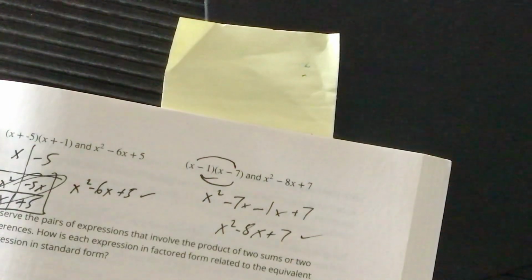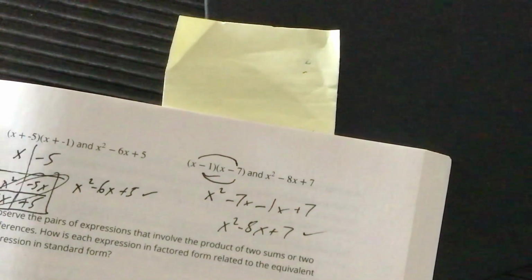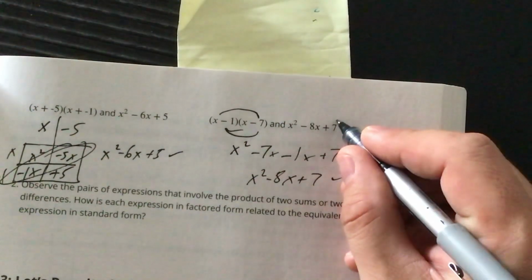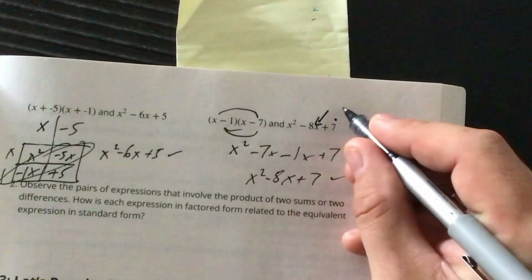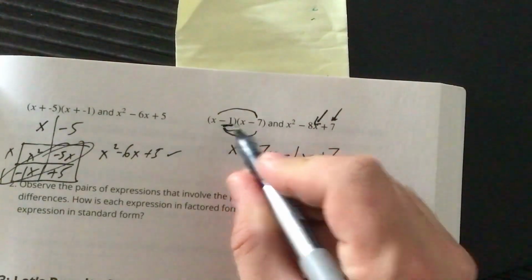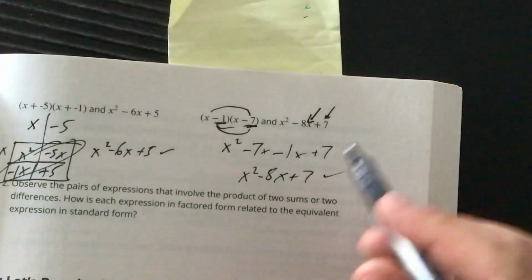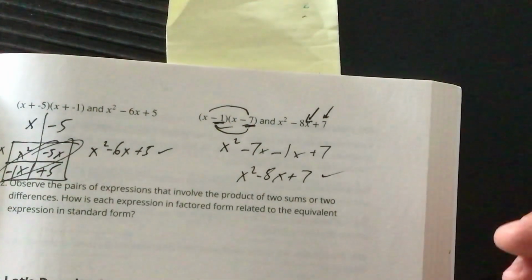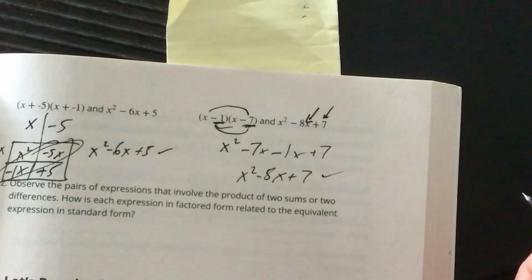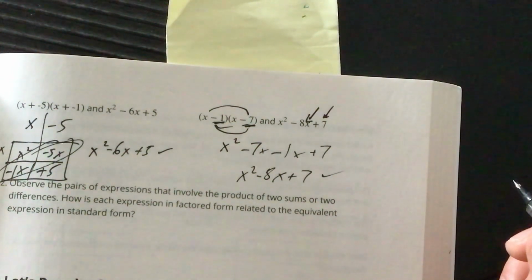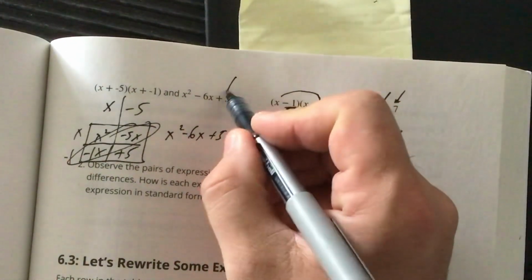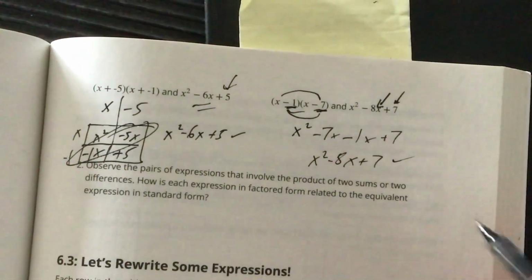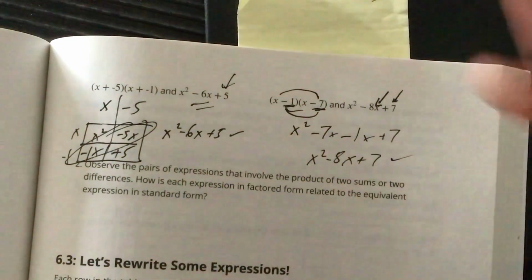Okay, I will. It says, observe the pairs of expressions that involve products of two sums. How is each expression in factored form related to the equivalent? So what it's saying is, look at the middle term and the last number, and look at this 1 and 7. Okay, so when we're going to work backwards, you're thinking of factors of 7 that will add up to 8. Okay, factors of 7 that add up to 8. And 7 and 1. Factors of 5 that add up to 6. And it's nice when it's a prime number. The only factors of 5, of course, are 1 and 5.